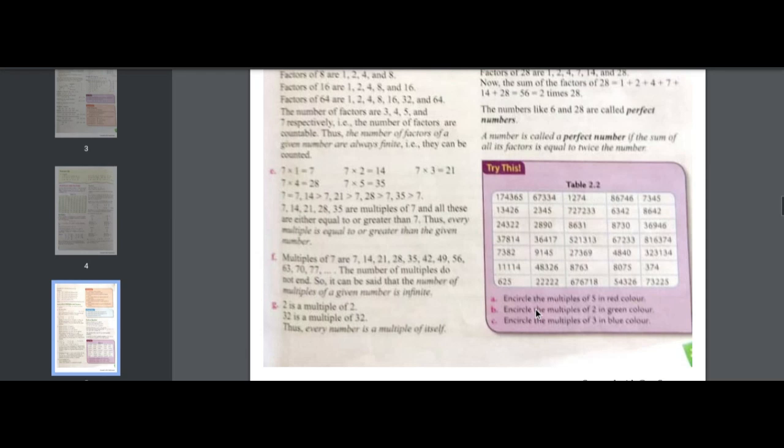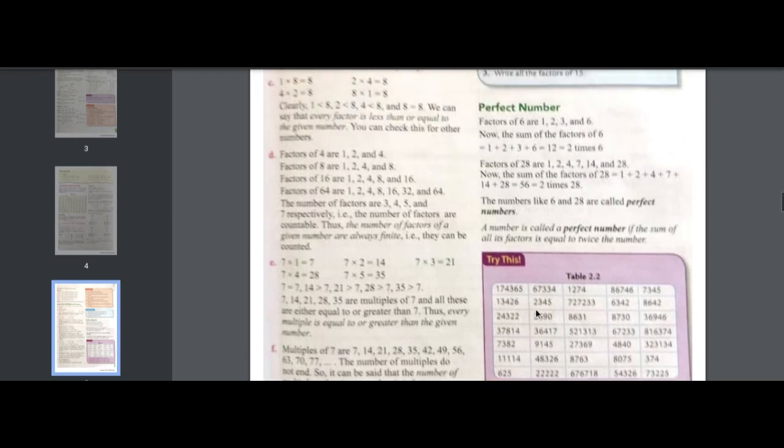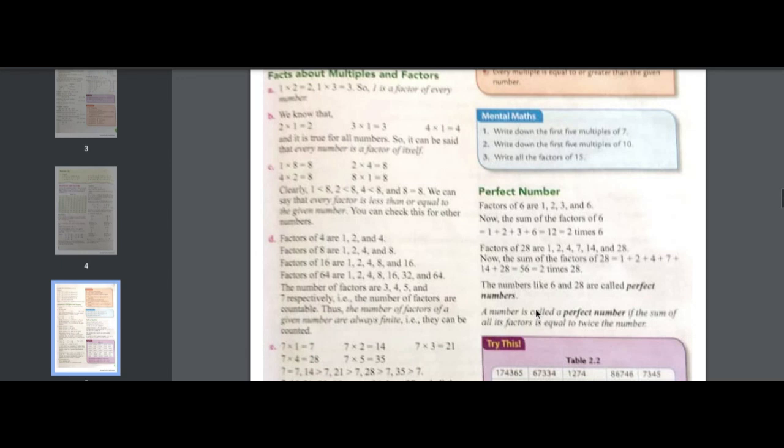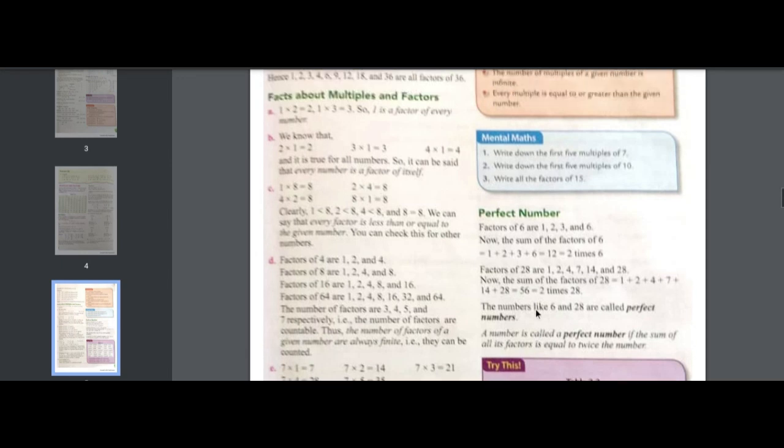So it shows that point G is very important, and you have to remember that factors are finite and multiples are infinite. On the same page we have to do the mental maths. This is for your homework. Write down the first 5 multiples of 7. You have to start from 1: 7 ones are 7, and you have to write the 5 multiples of 7.